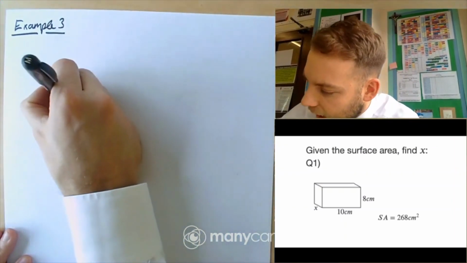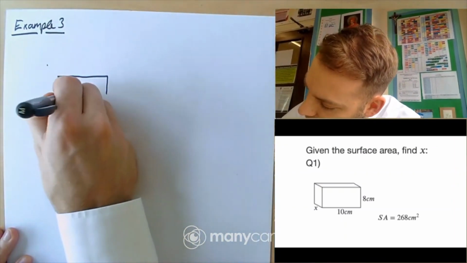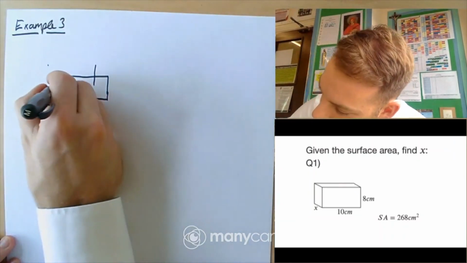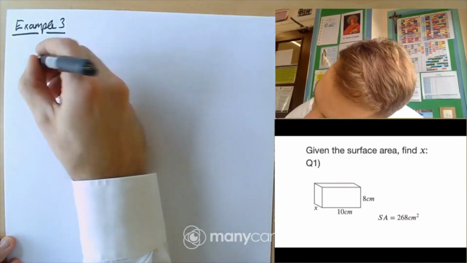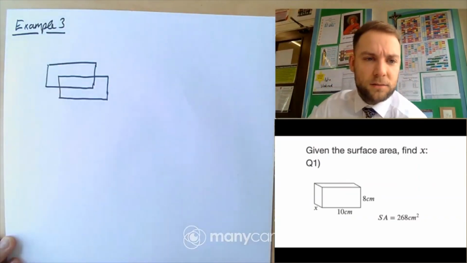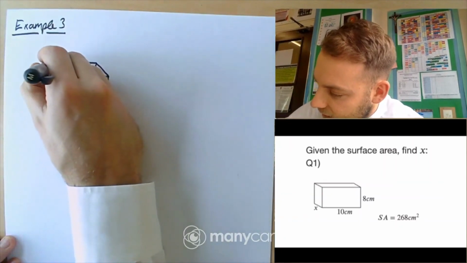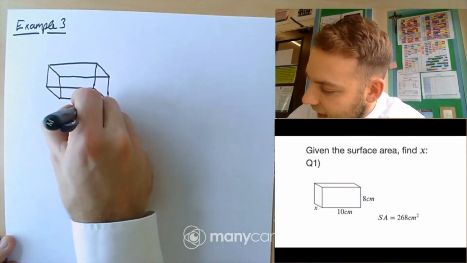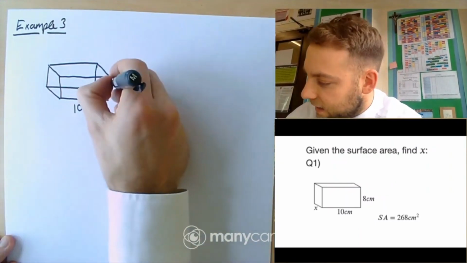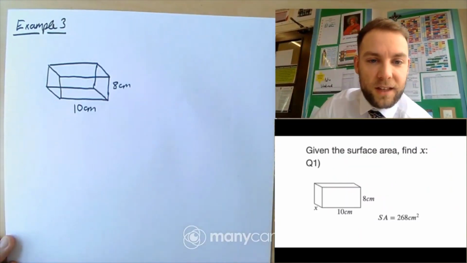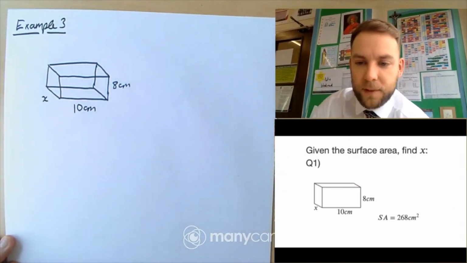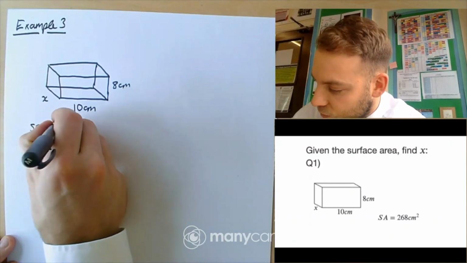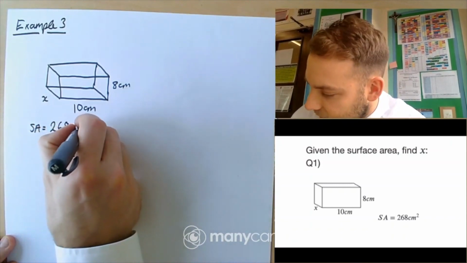So here we've got our rectangle at the front there. We go up and left this time. Draw a similar rectangle, congruent rectangle I should say. And then we connect all those sides. And here we've got 10 centimetres. The height is 8 centimetres. The depth here is x. And it tells you already that the surface area of this is equal to 268 centimetres squared.